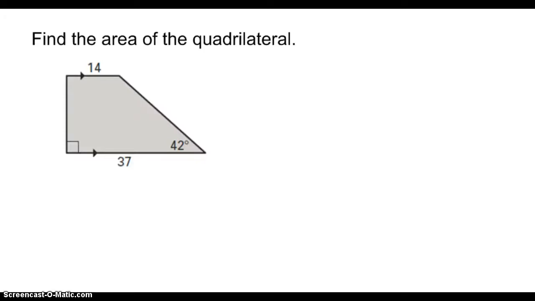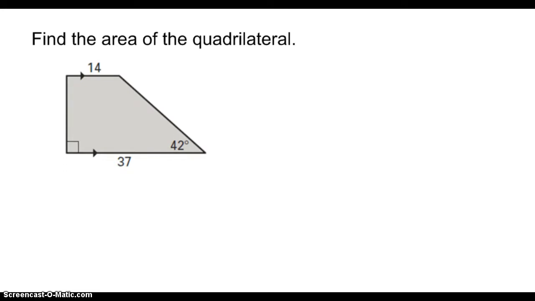So let's look at how to find the area of trapezoids and rhombuses and kites. That's what we were just talking about, right? So it says find the area of the quadrilateral. First let's determine what type of quadrilateral it is. What we want to notice is that we have one pair of parallel sides, therefore it is a trapezoid.